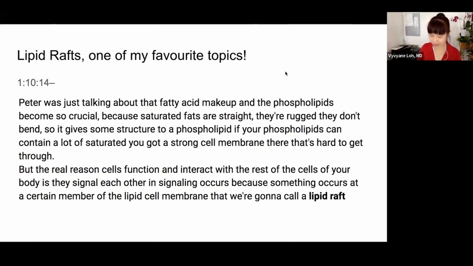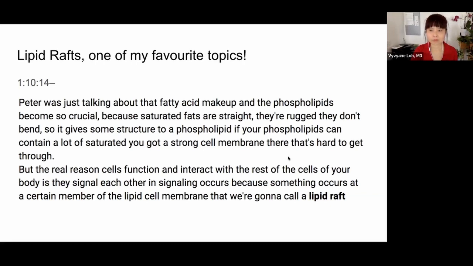And here we go. Peter was just talking about that fatty acid makeup in the phospholipids becomes so crucial because saturated fats are straight, they're rugged, they don't bend. So it gives some structure to a phospholipid. If your phospholipids contain a lot of saturated fat, you got a strong cell membrane there that's hard to get through. But the real reason cells function and interact with the rest of the cells of your body is they signal each other.